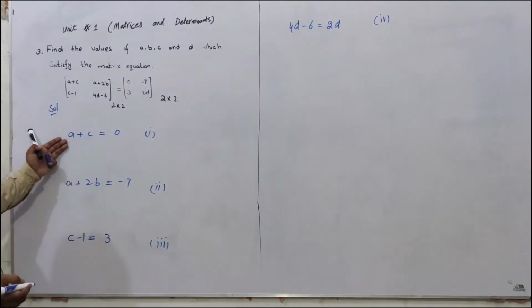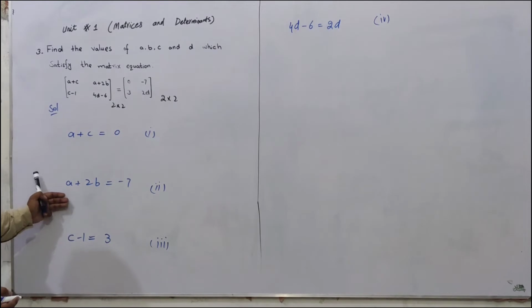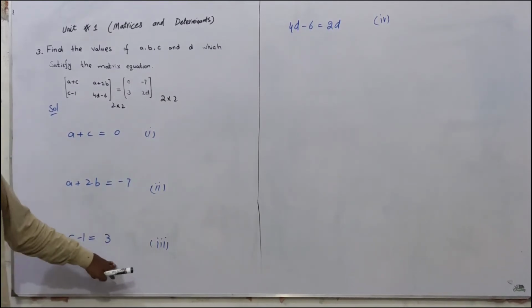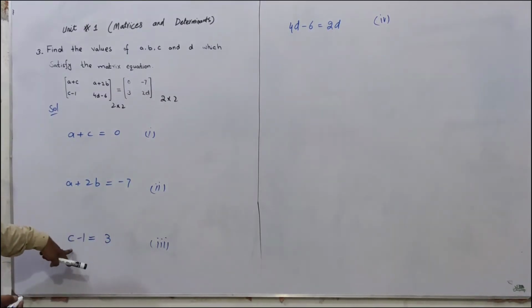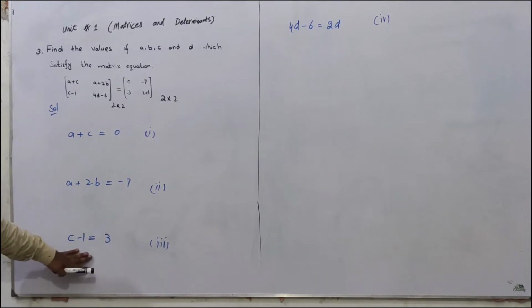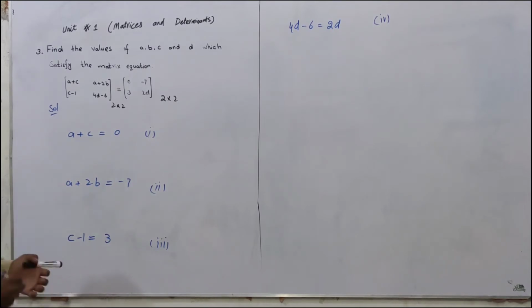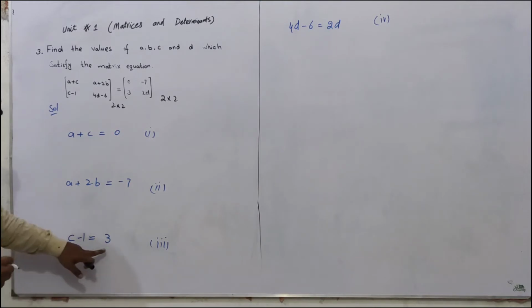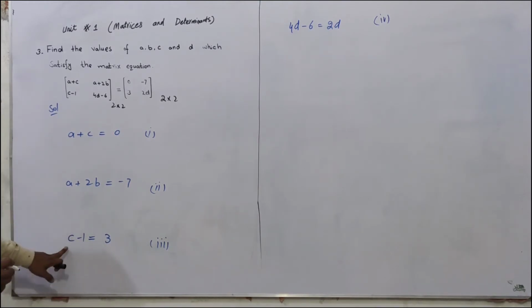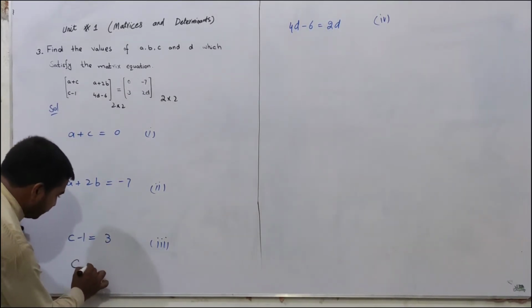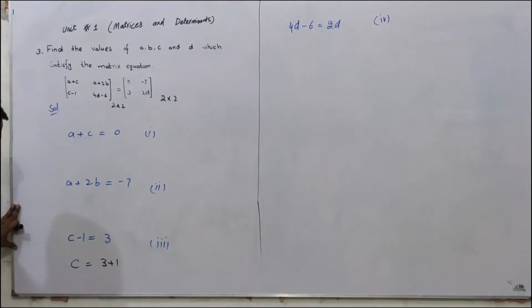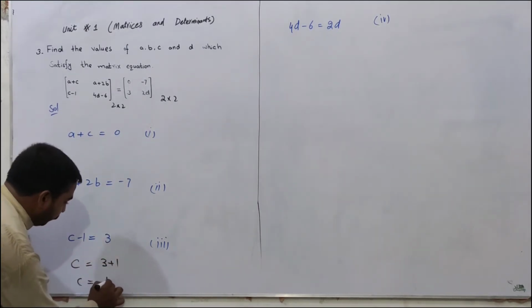We start from the first equation, then the second equation, the third equation and the fourth equation. It's up to you where you solve. I solve from equation number 3 because it is very simple to determine the value of C. Here C minus 1 is equal to 3. First of all, we find the value of C. How do we find it? Here is one minus, on the other side it will be added. So C is equal to 3 plus 1, and the value of C is equal to 4.